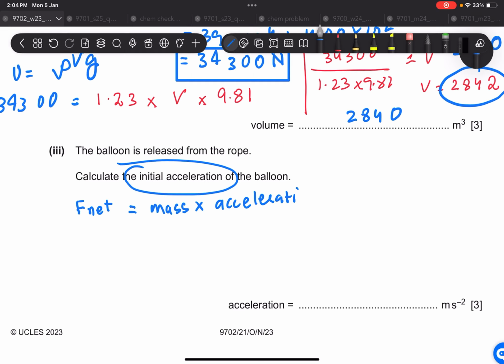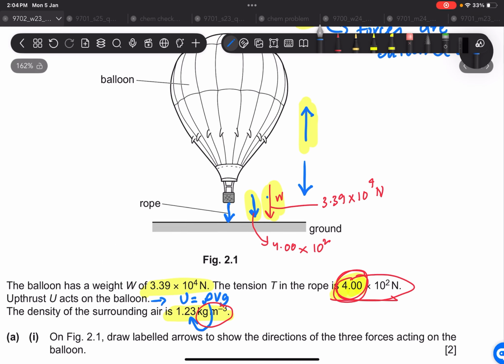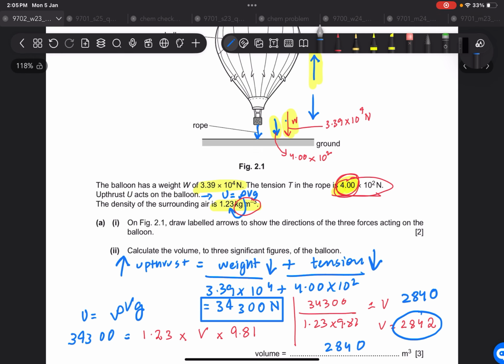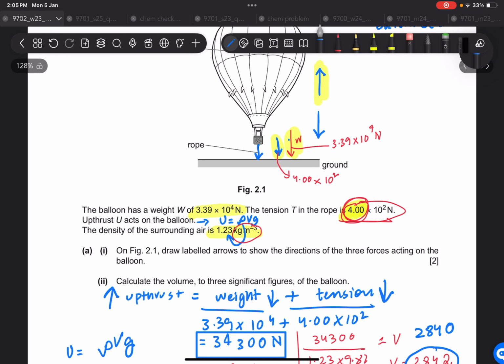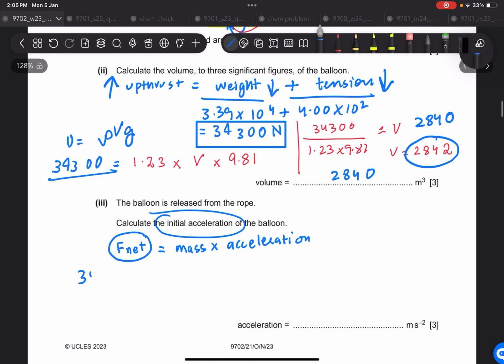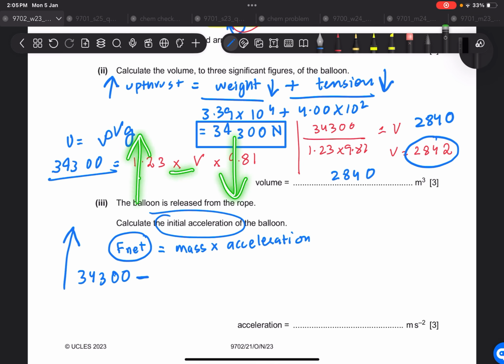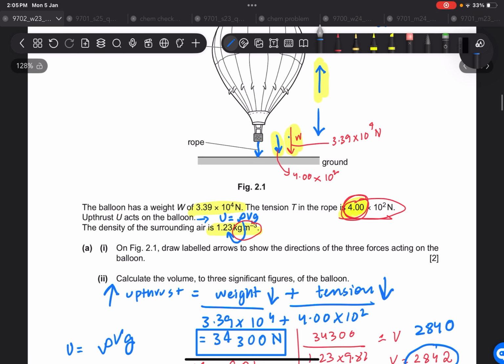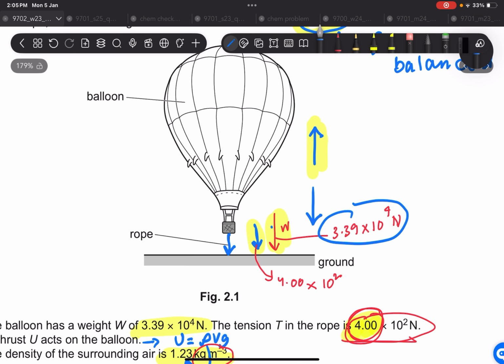Now what is my force net? My upward minus my downward. What was my upward force? The upward force was my upthrust. What was my upthrust? This was my upthrust, 34300. This is my upward force minus my downward force. Resultant is upward minus downward. Opposite forces, we subtract to get the resultant. So this is basically my upward force. I subtract from it the force that's now downward, and that's only the weight because my tension is gone now.